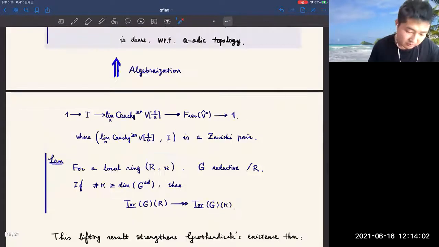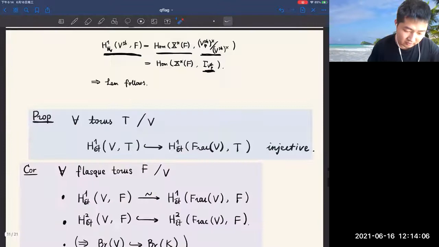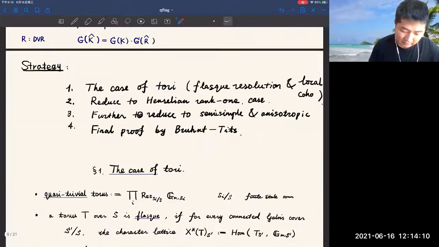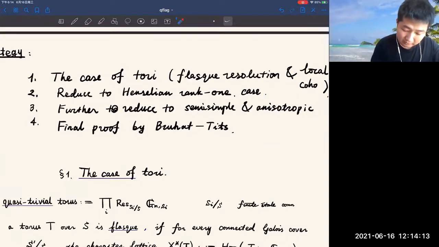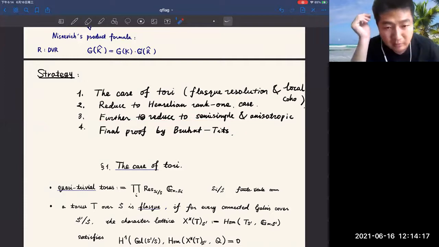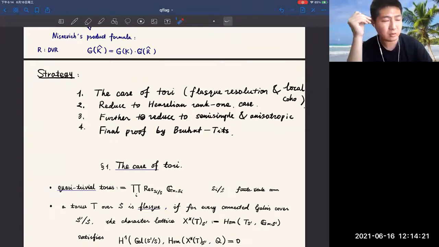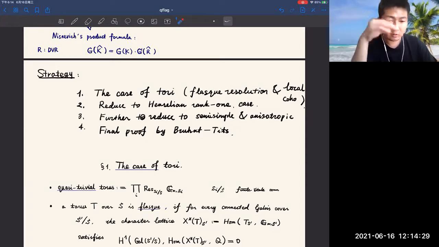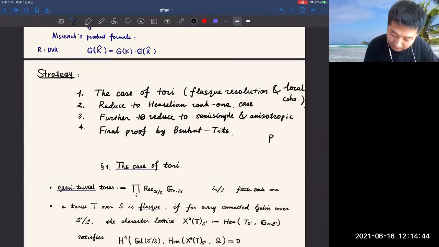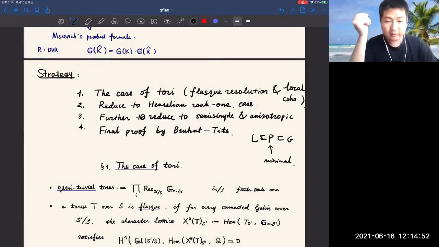And okay, we have some time, so let me just sketch the third and the last proof. For the third step, to reduce to the semi-simple anisotropic case, in fact, we can quotient the group by the radical, and use the case of tori. We do some diagram chasing, but to reduce to the anisotropic case, we use some induction by Levi subgroup. We can consider the minimal parabolic. This is the minimal parabolic. The minimality is very useful.